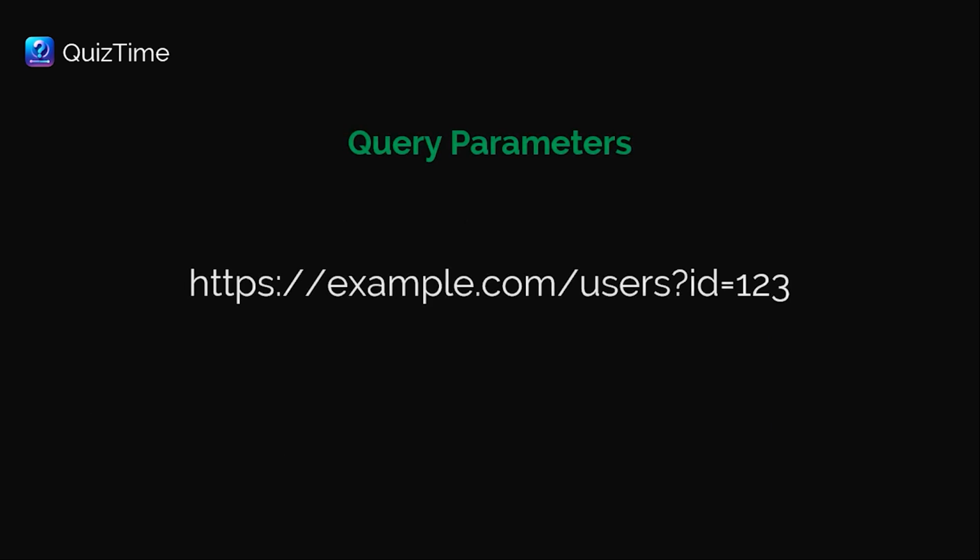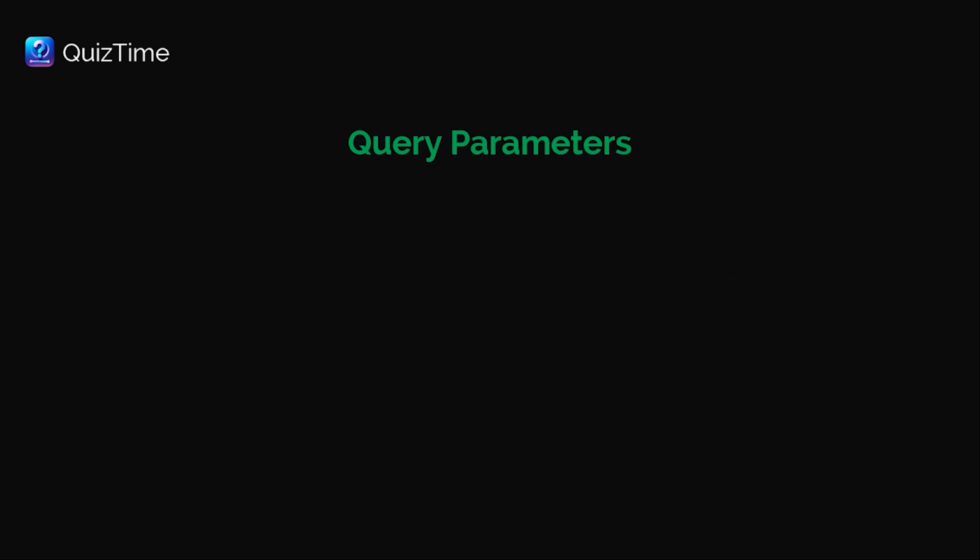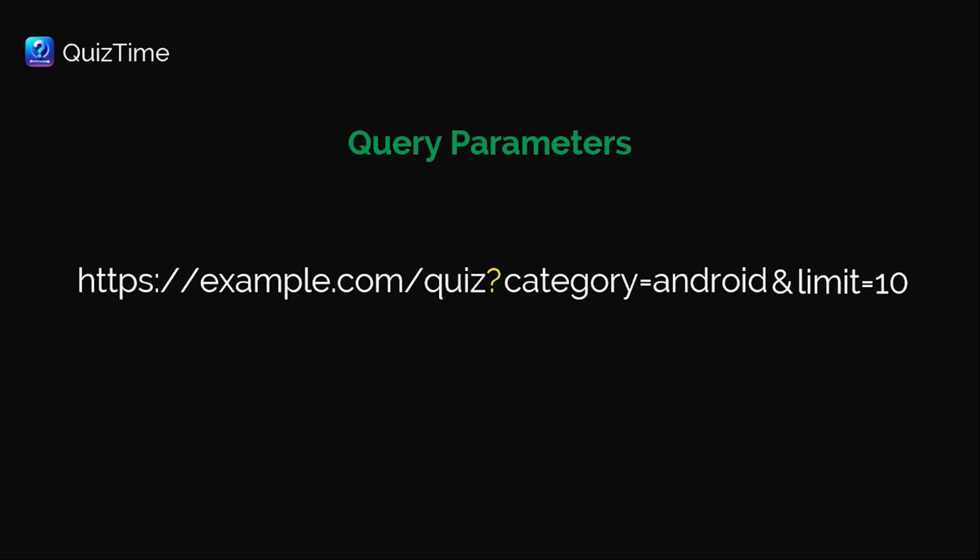Next we have query parameters. They are extra information added at the end of a URL using a question mark. They are used to filter or modify the response. Here id equals 123 is a query parameter, which means we are asking the API to return the user with ID 123. And a query parameter always starts with a question mark after the base URL.